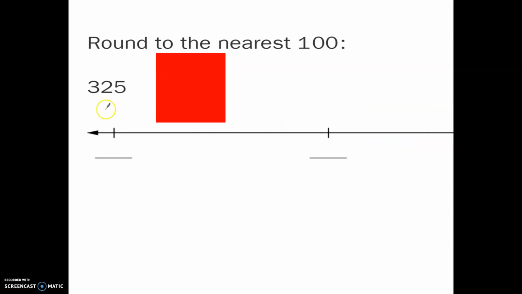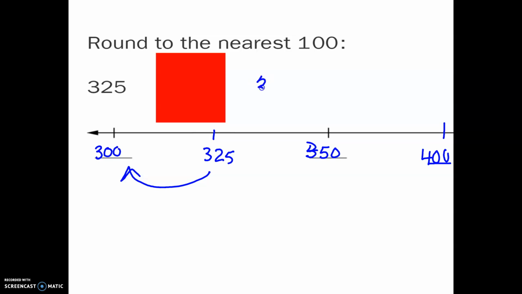Rounding 325 to the nearest 100. Oh, I'm missing my tick. There we go. Well, what hundreds is 325 between? It's between 300 and 400. The halfway number would be 350. 325 is between 300 and 350. It's closer to 300. So rounding that to the nearest 100, it would be 300.